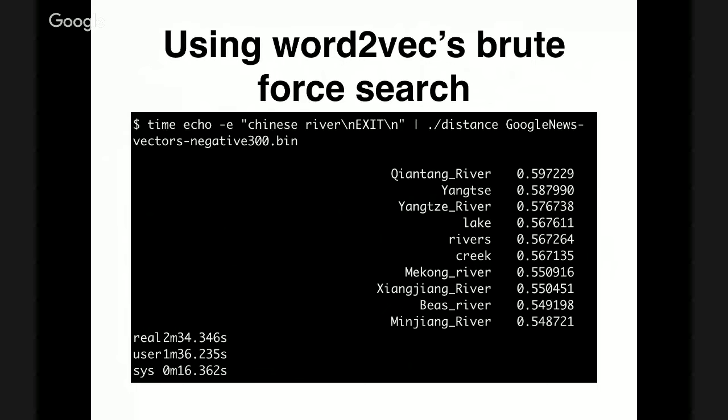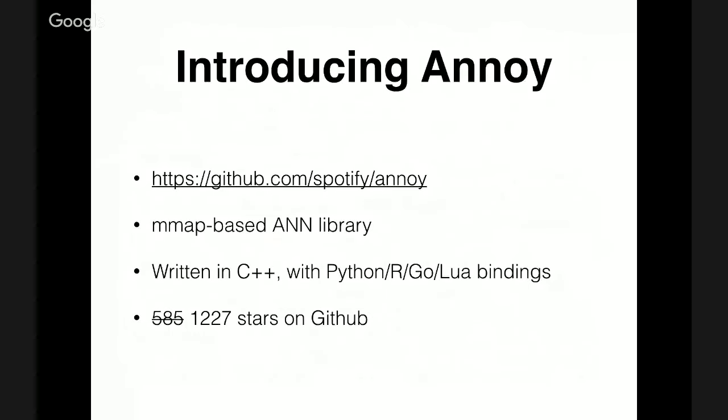Now let's see what happens if we introduce ANNOY. ANNOY is the thing I built, so you should check it out. It's built mostly in C++. It's actually not that complicated. It's about 500 lines of C++ and a little bit of Python. Other people have contributed R, Go, and Lua bindings. I actually just updated this slide because I did this presentation a few months ago and it's gotten a lot more stars.